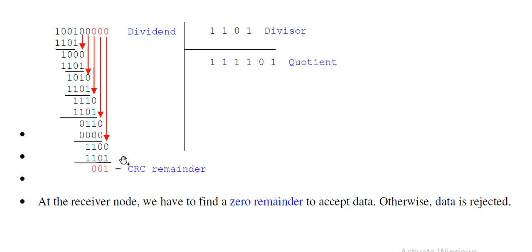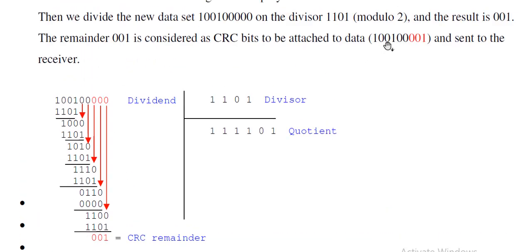When we do the multiplication, we end up with 0 0 1, and this is the remainder, the CRC remainder that we're going to attach, which means here we're going to send 1 0 0 1 0 0 as data and 0 0 1 as the CRC. This will be sent to the receiver.